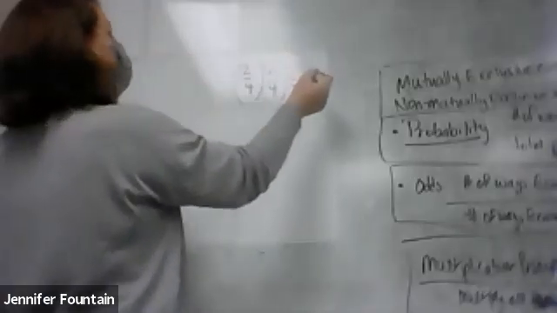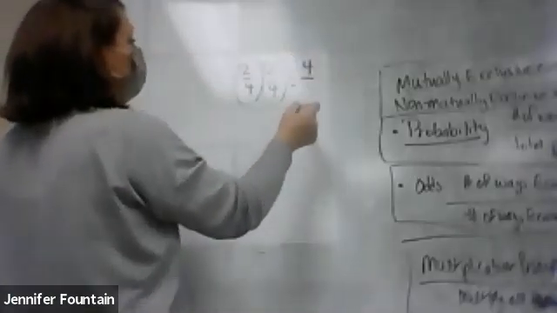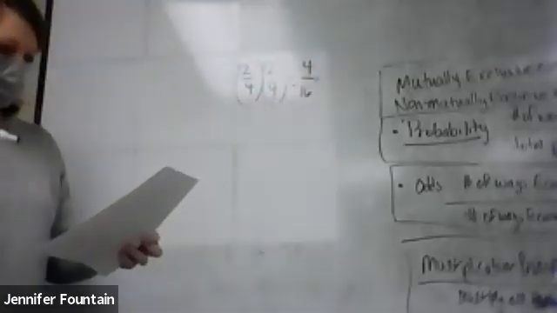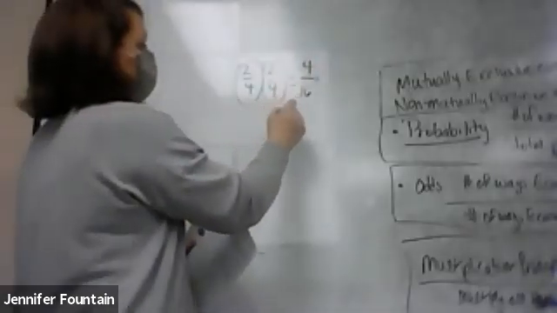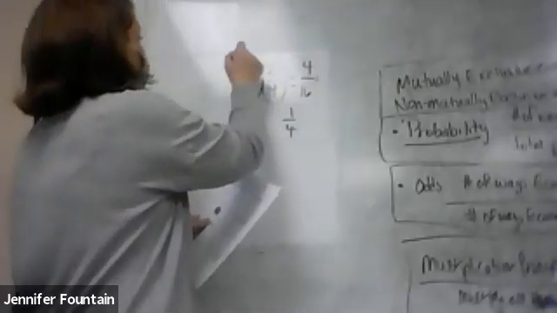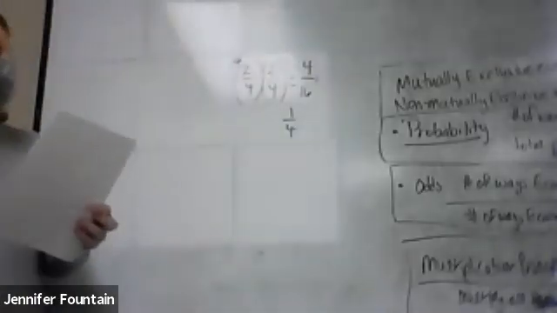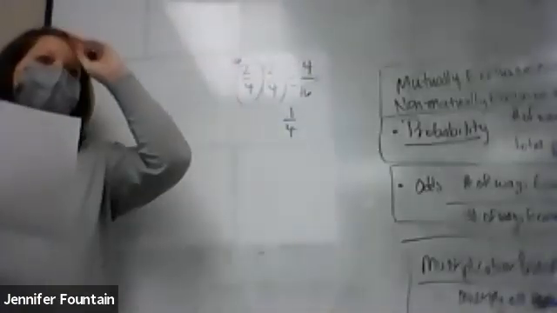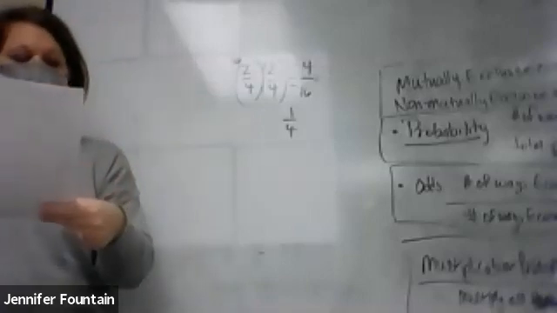Multiply 2 times 2 is? 4. 4 times 4? 16. Now, what is that reduced? 1/4. That was number 6. I said the first probability was 2 out of 4. The second was 2 out of 4. Multiply them together and then simplify. Let's look at number 7.